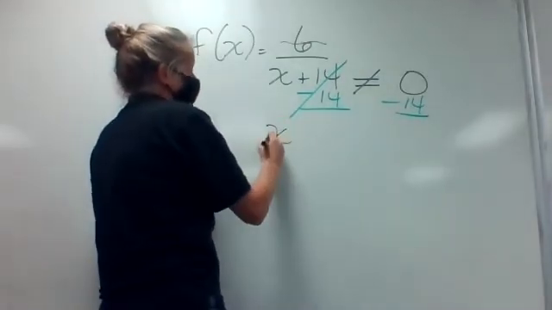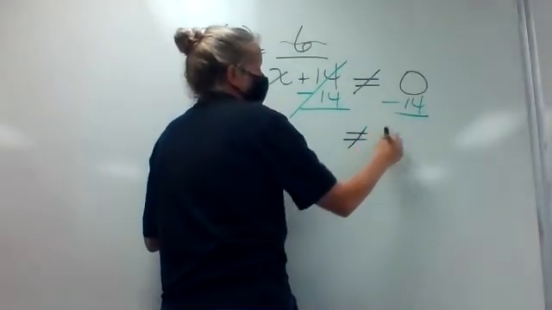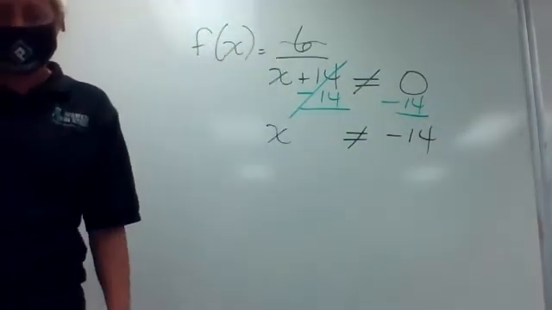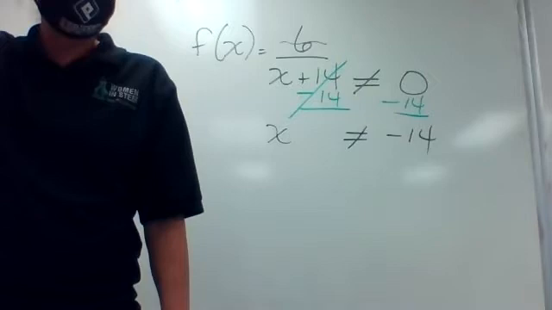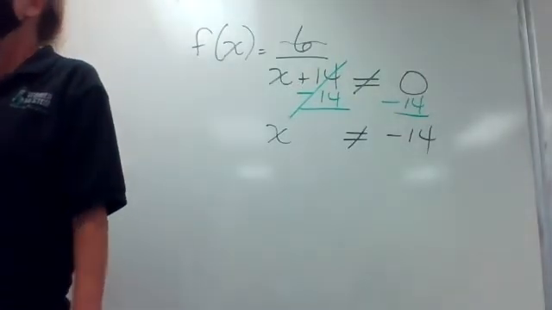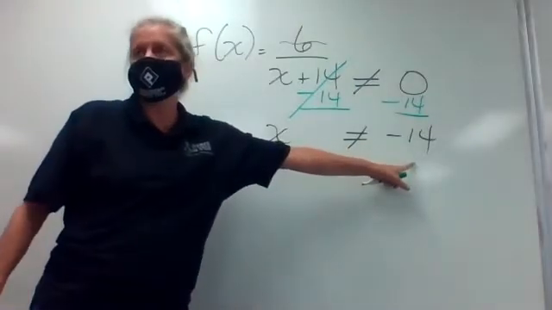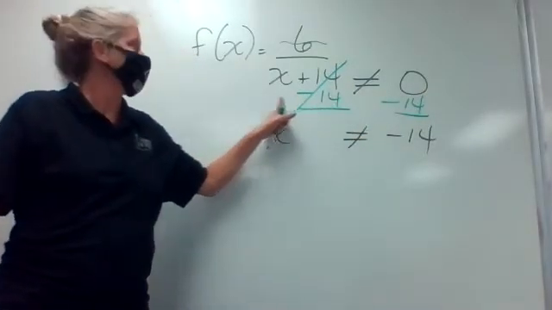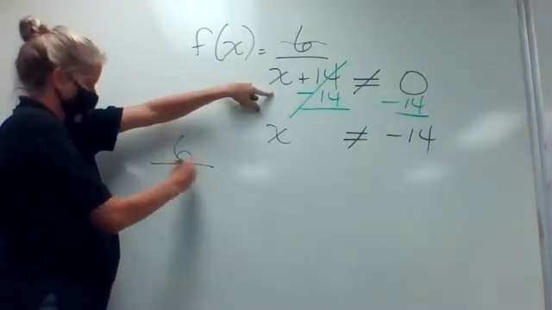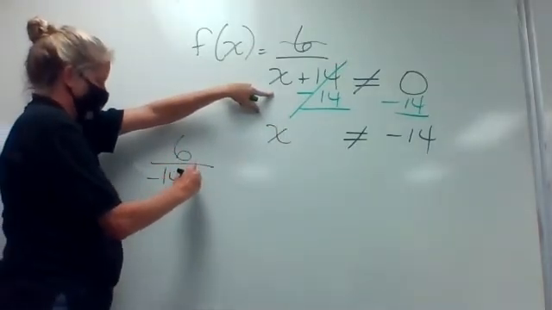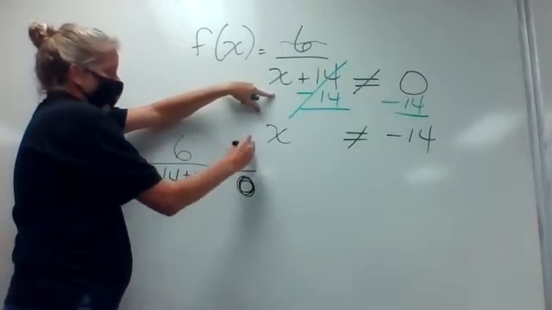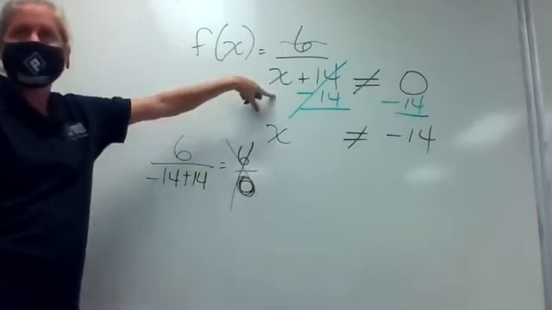Bring down your x. x cannot equal 0 minus 14, which is negative 14. So x is a real number, which means it can be any number. It just can't be negative 14, right? If I put negative 14 in here, what are you going to have? 6 over negative 14 plus 14, which is 6 over 0, which is what you can't have.